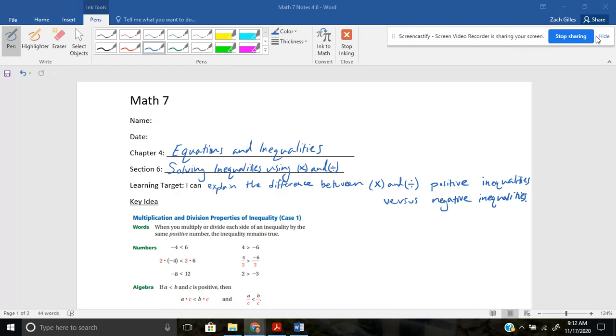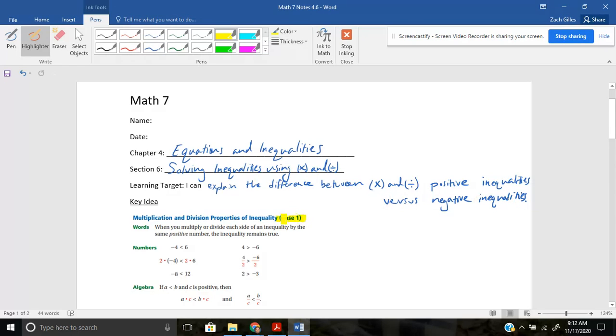Section 6 is about how to solve inequalities using multiplication and division. Today there are two different cases that you're going to learn about, and that's what our learning target talks about. It says, I can explain the difference between multiplying and dividing positive inequalities versus negative inequalities.